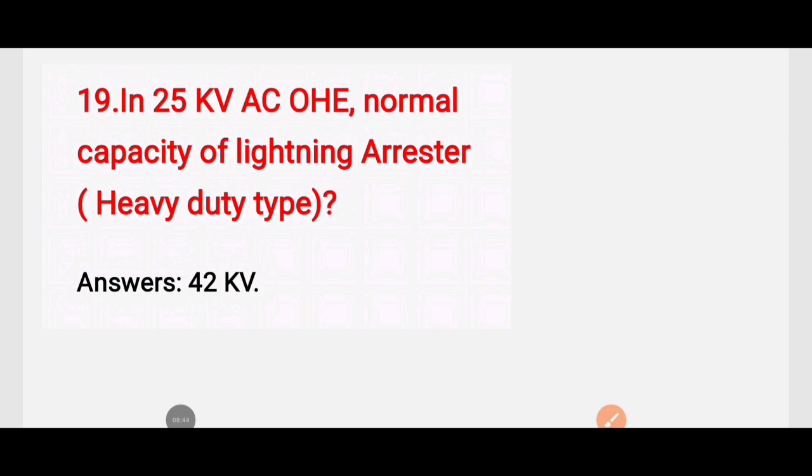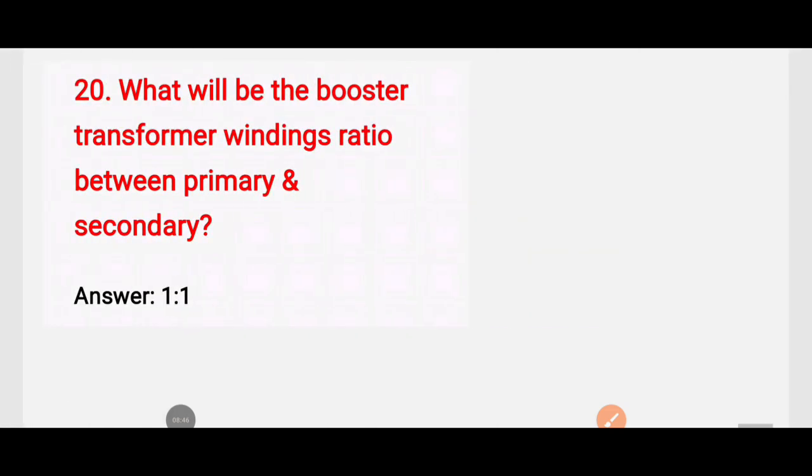Next and last question for the day, question number 20. What will be the booster transformer winding ratio between primary and secondary? Winding ratio between primary coil and secondary coil of a booster transformer is 1:1.